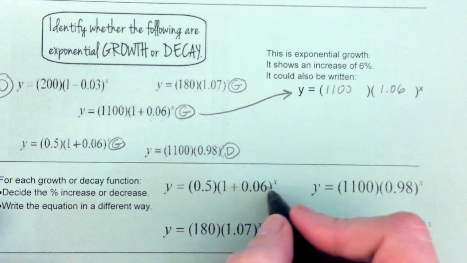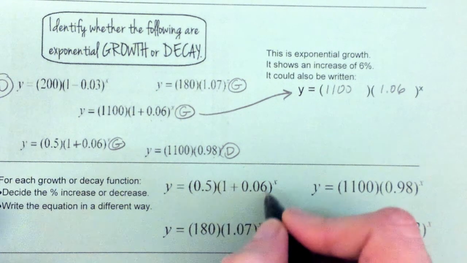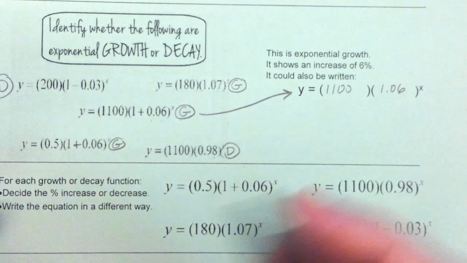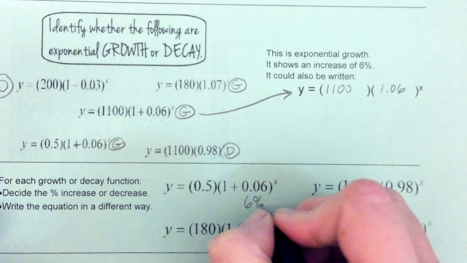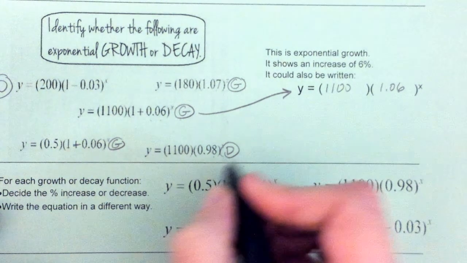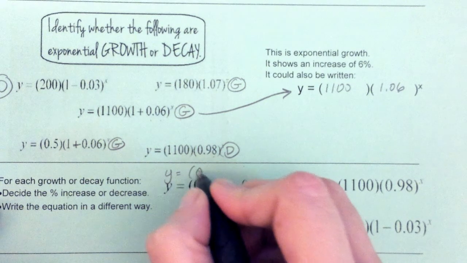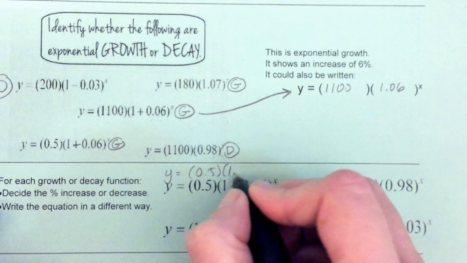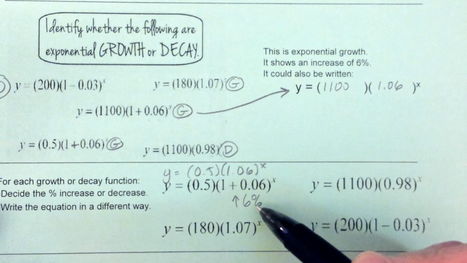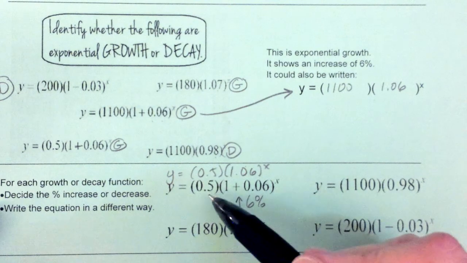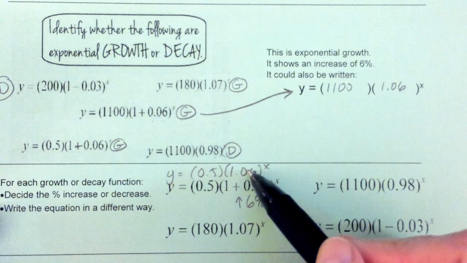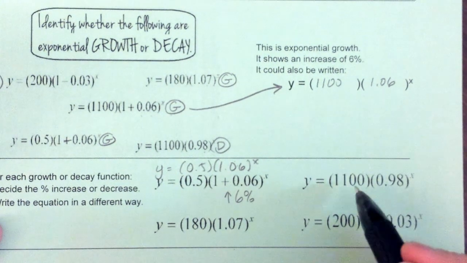First of all, this one, what percent is 0.06? 0.06 is 6%, and it's an increase because I'm adding. If I want to write that in the other way, I'm going to write y equals 0.5 times 1.06 to the x. Because I might see this 6% increase, starting with 0.5, increasing by 6% per whatever. I might see it written in either of these two ways, so I need to know how to go back and forth between them.